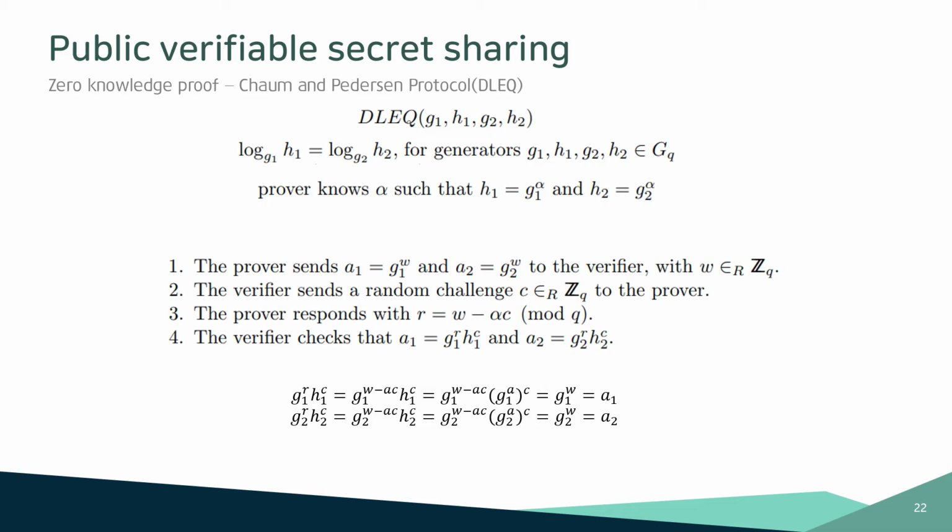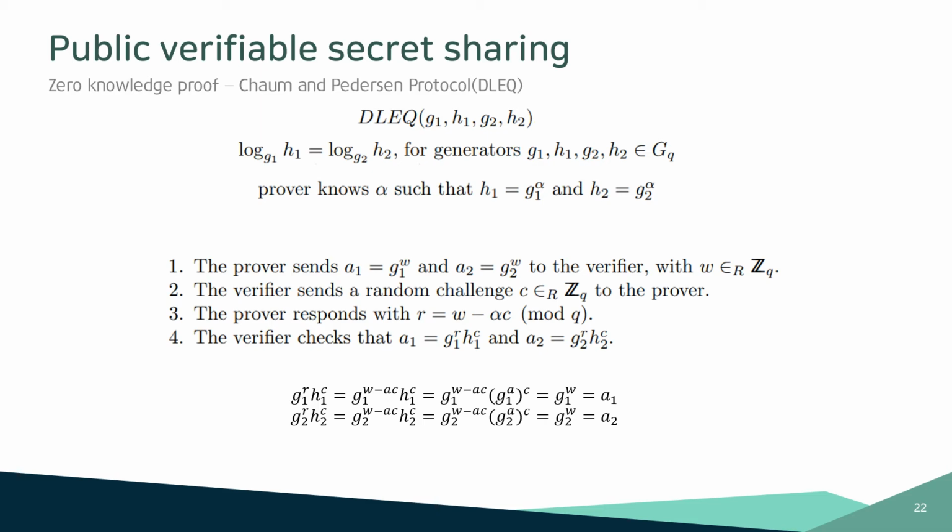The zero knowledge proof technique used here is the Chaum-Pedersen protocol. It's called the DLEQ protocol, which is also based on the discrete log problem, using the property that log under g1, h1 equals log under g2, h2. The prover knows the secret value a, and h1 equals g1 to the a and h2 equals g2 to the a. The protocol proceeds in the following steps.